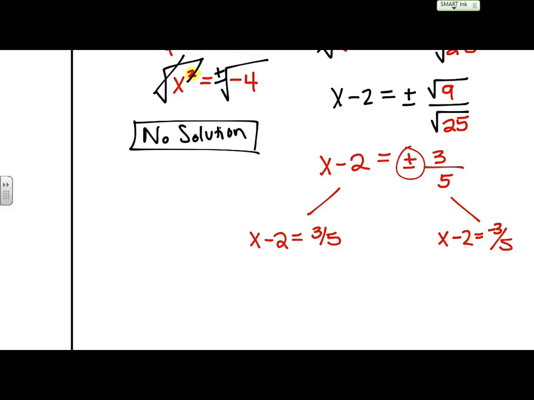You add. Yeah, you do the opposite of subtraction. So I'm going to go ahead and add 2. What I'm doing to one side, I've got to do to the other. Now, you can do the mixed number, that's not bad. It is going to be 2 3/5.